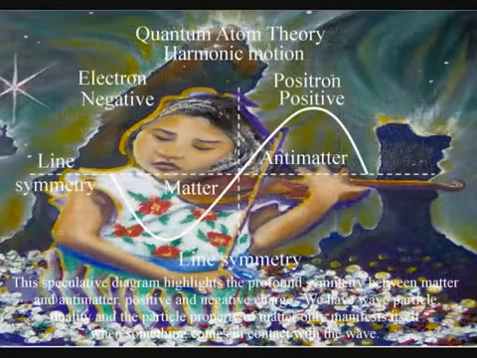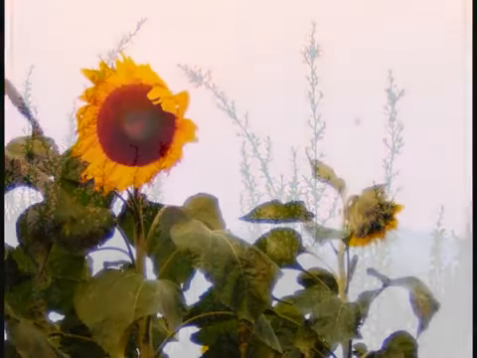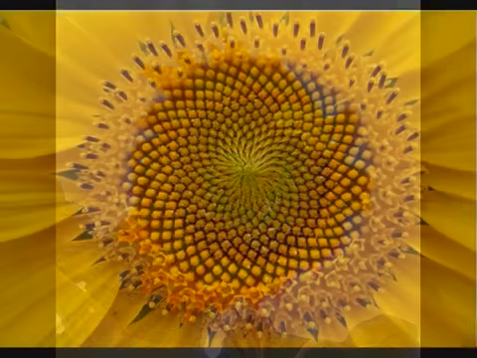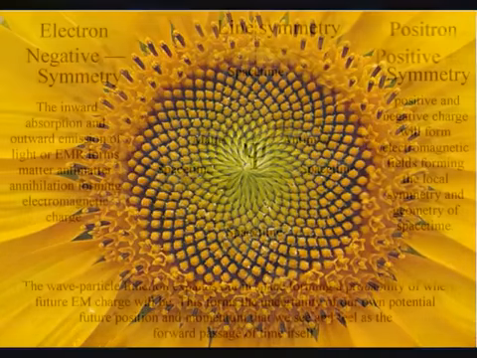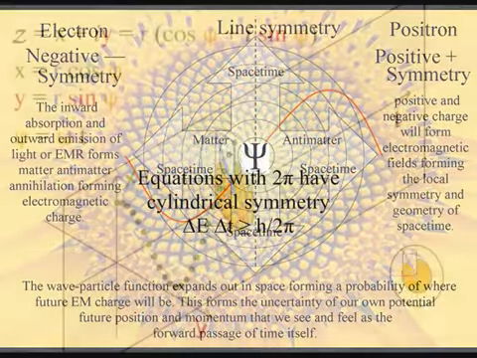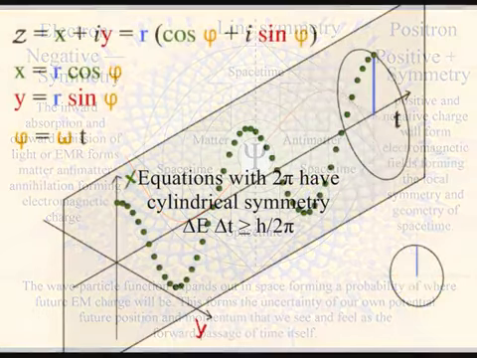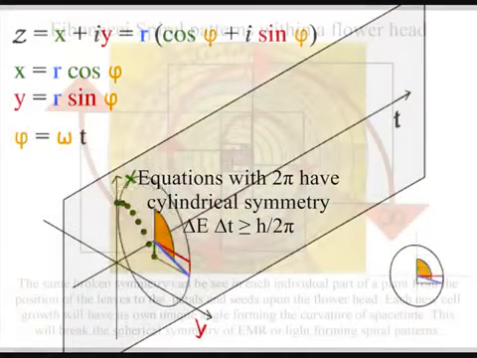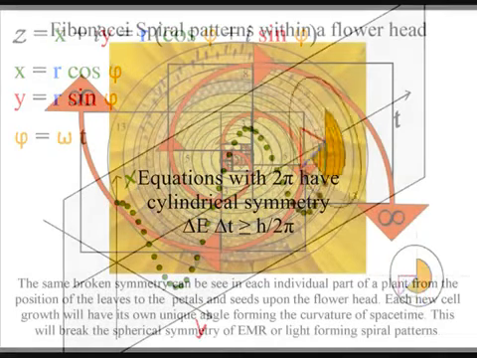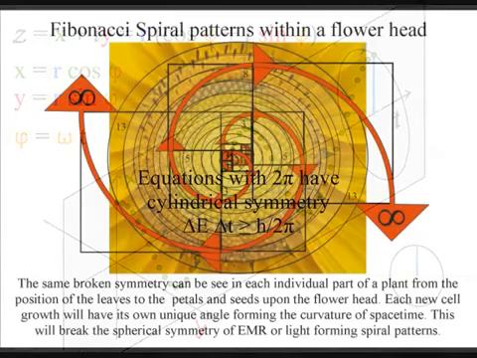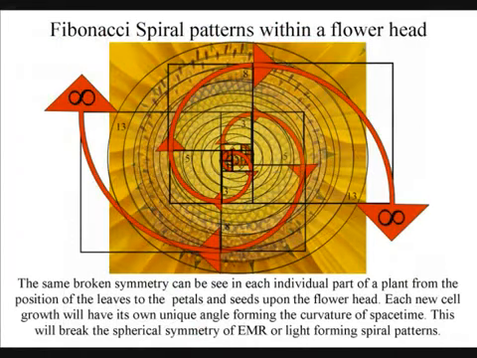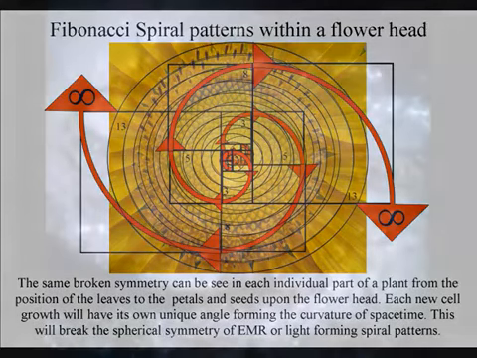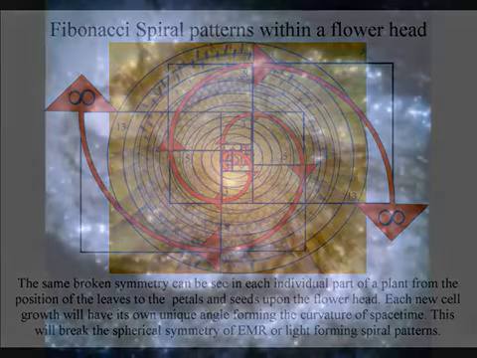Because it is an infinity, everything is unique, and our whole universe is only relative to each individual object or observer. We have a universal dynamically forming geometry, forming symmetry from simple dynamics. The forward momentum of electromagnetic radiation will place like-charged particles that repel, becoming equally placed along the curvature of their own created space-time. The same broken symmetry can be seen in each individual part of a plant, from the position of the leaves to the petals and seeds upon the flower head. Each new cell growth will have its own unique angle, forming the curvature of space-time.